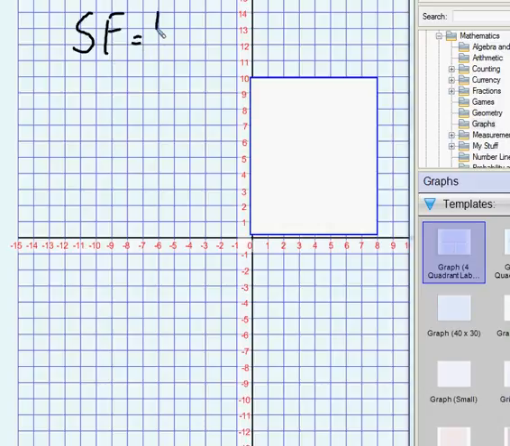We're going to go easy. We're going to do a scale factor of 1/2. Well, if that's the case, then I know the distance from here to here on the left side of the rectangle is 10. So if I do a scale factor of 1/2, I just multiply that by 10 and I get 5. So now my new measurement goes right here.